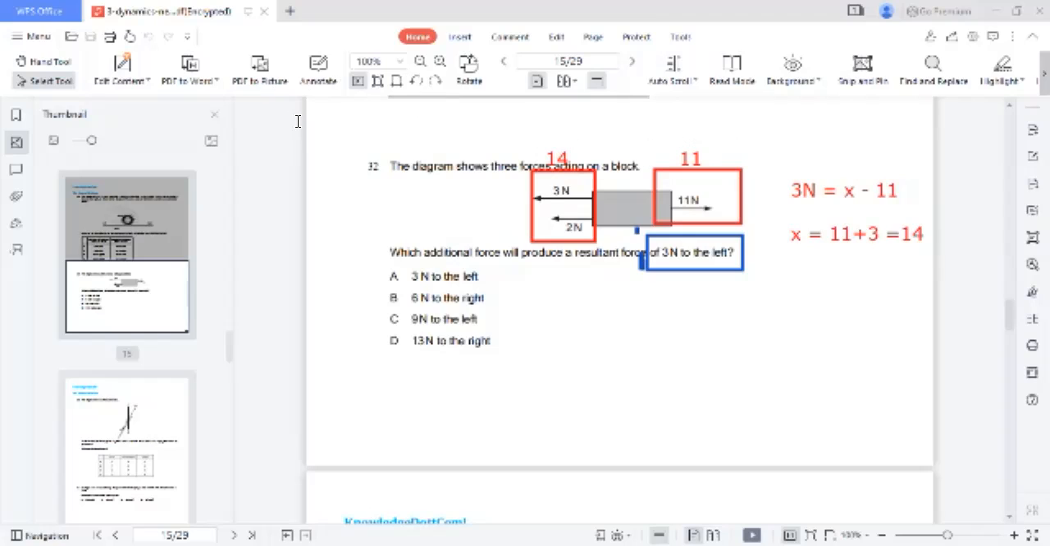So already we have 5 newton force. How much force should be added to make it 14 newton? So we are going to add a force of 9 newtons. If a 9 newton force is added to the left side, then overall it would become 14 newtons. Okay, so our answer is this one. Previously I made a mistake, I didn't notice the leftward direction.